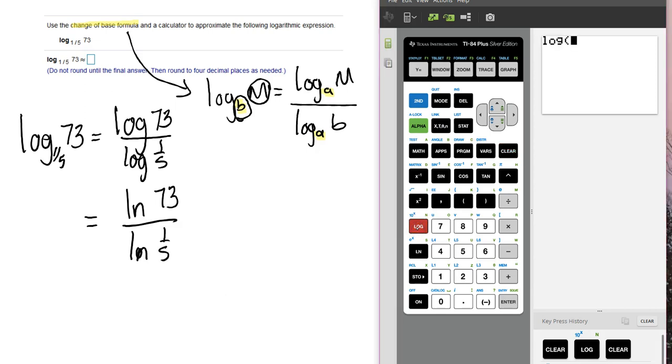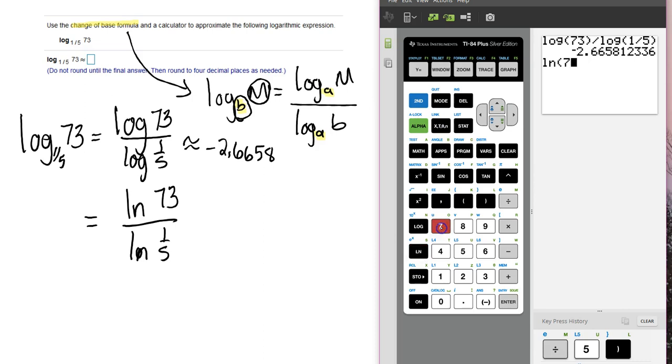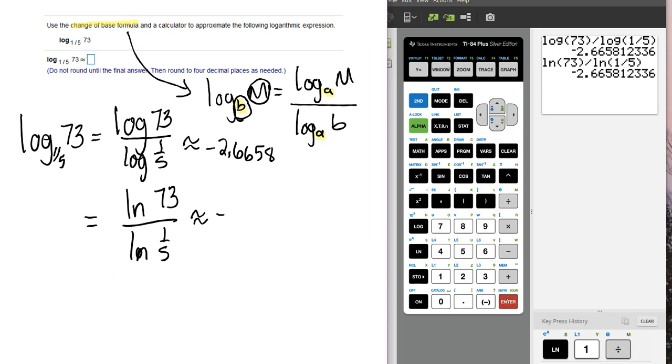So let's try both of them. Log of 73 divided by log of 1/5. And I get approximately, it says round to 4 decimal places, negative 2.6658. And if I did natural log 73 divided by natural log 1/5, you see I get the exact same answer, approximately negative 2.6658.